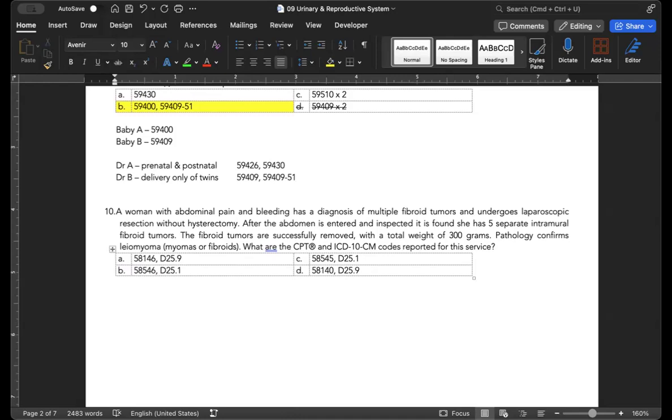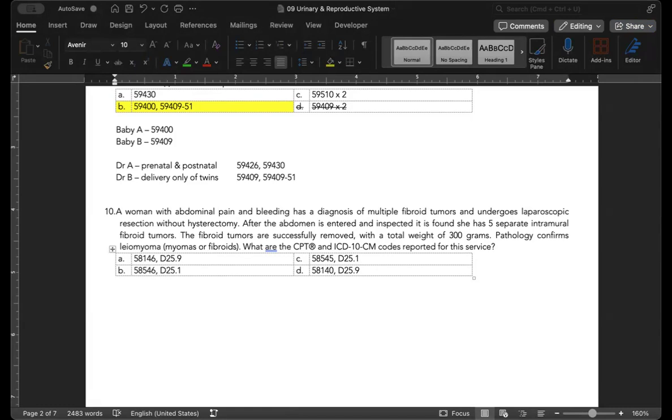Last one, number 10. A woman with abdominal pain and bleeding has a diagnosis of multiple fibroid tumors and undergoes laparoscopic resection without hysterectomy. After the abdomen is entered and inspected, it is found that she has 5 separate intramural fibroid tumors. The fibroid tumors are then successfully removed with a total weight of 300 grams. And then your pathology confirms a leiomyoma or myomas or fibroids.